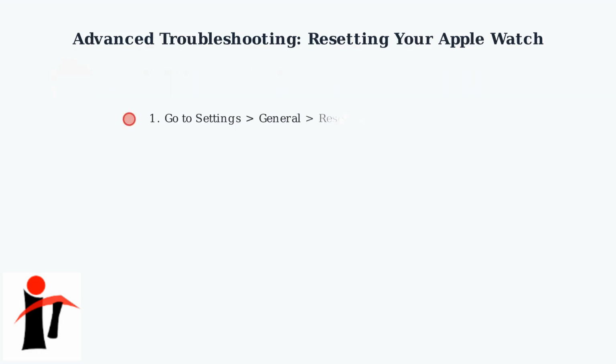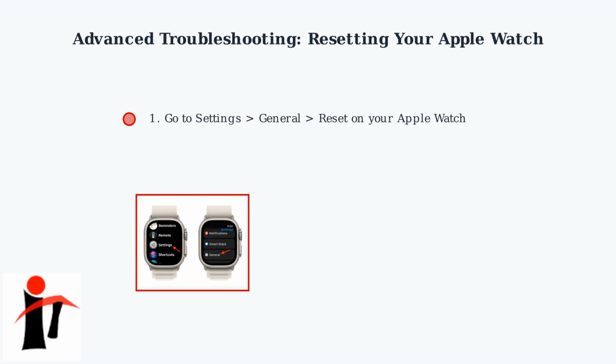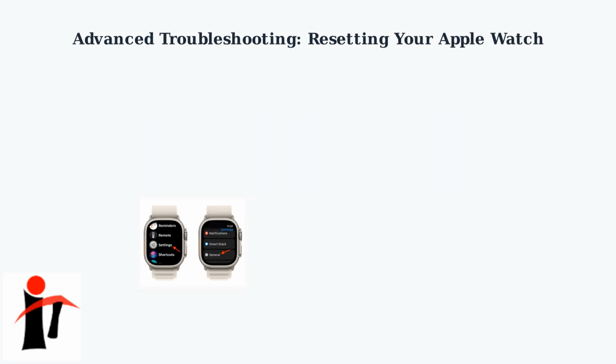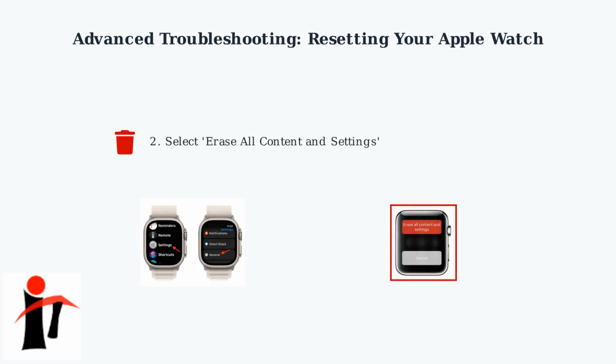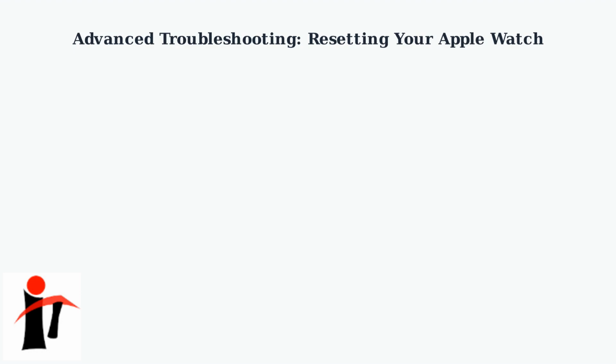To reset your Apple Watch, navigate to the Settings app on your watch, then go to General, followed by Reset, and finally select Erase All Content and Settings. This process will completely wipe your watch and return it to factory settings. Select the Erase All Content and Settings option to confirm the reset. This will remove all apps, data, and settings from your watch.